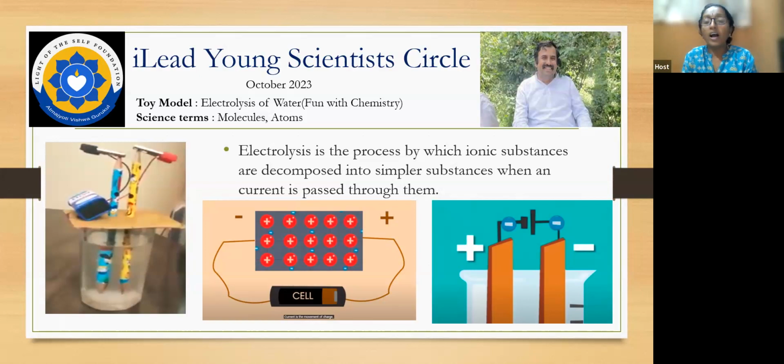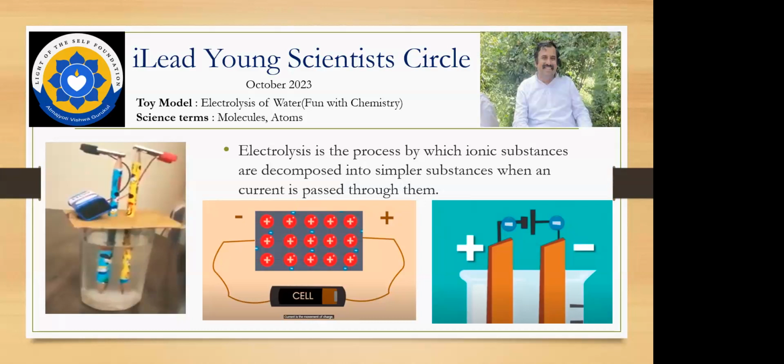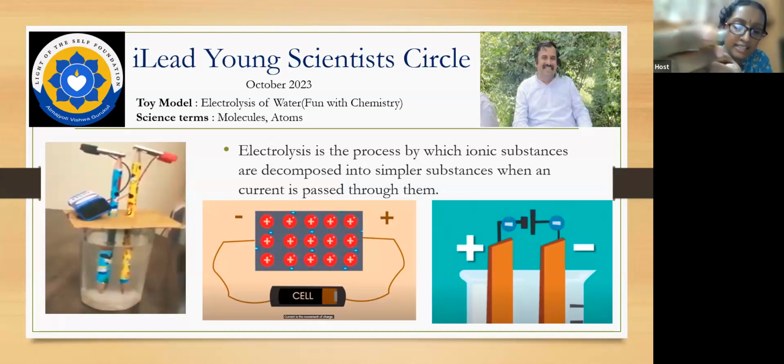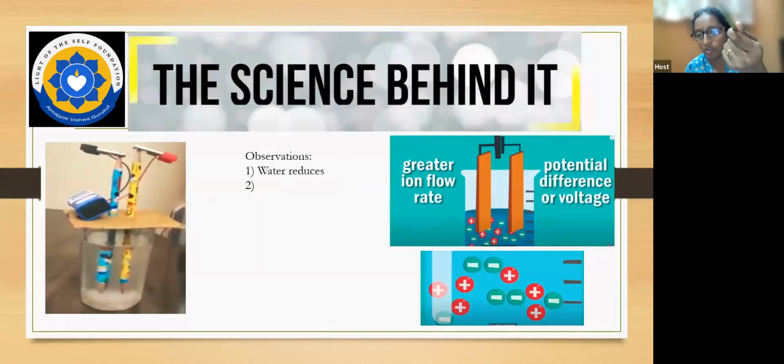Water is made up of oxygen as well as hydrogen atoms. What is that molecule? Can anyone tell the symbol of water? H2O. H2O means 2 atoms of hydrogen and 1 atom of oxygen. So we are using this lead pencil, this lead, as an anode and cathode. So 2 metal rods. Instead of metal rods, see here, the 2 metal rods are dipped in the solution.